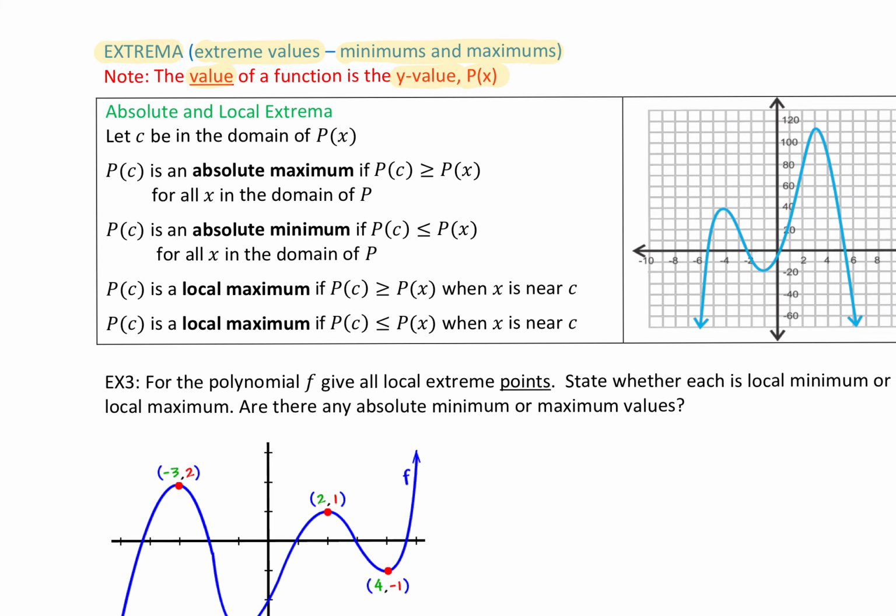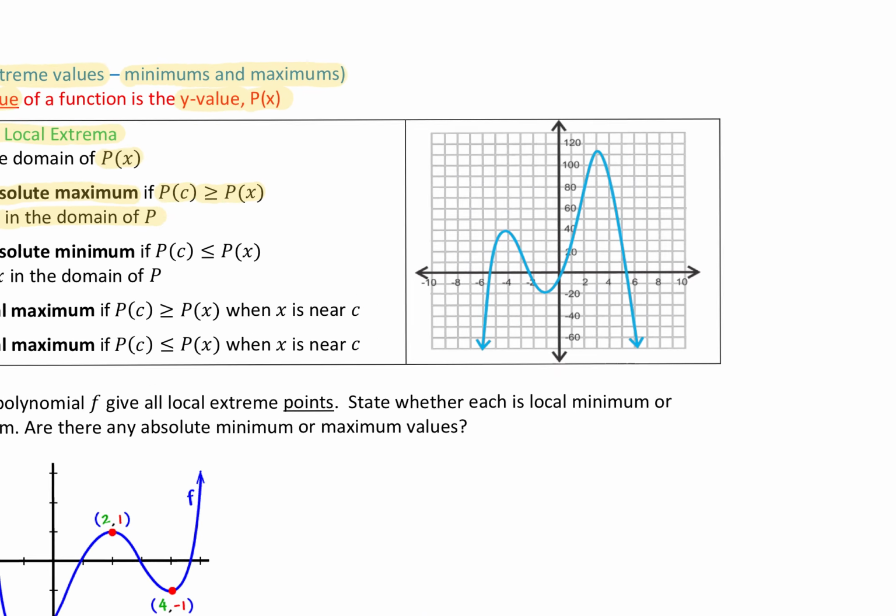Now that we understand what absolute and local minimum and maximum values are, we're going to look at the formal mathematical way that we describe it. So if we have these absolute and local extrema, we're going to let c, which is an x value, be in the domain of our polynomial p of x. So if we put c into our polynomial, we'll get back a y value that's p of c. It's going to be an absolute maximum if that y value p of c is greater than or equal to all other y values p of x for all x in the domain of p. So all that's saying is that that y value has to be the largest.